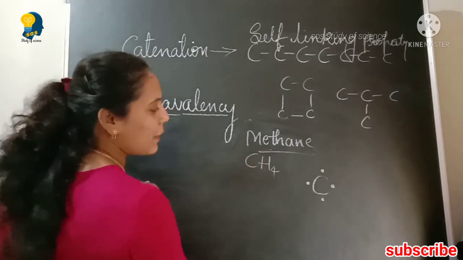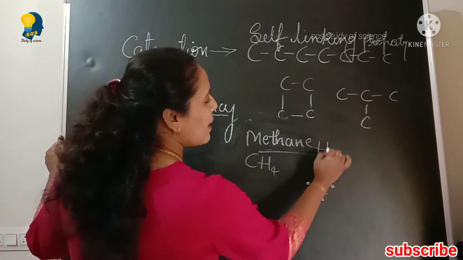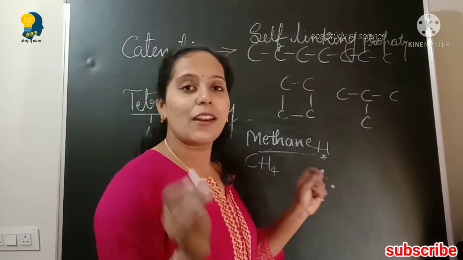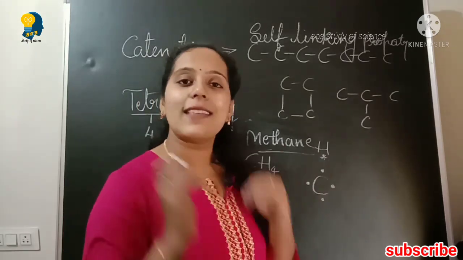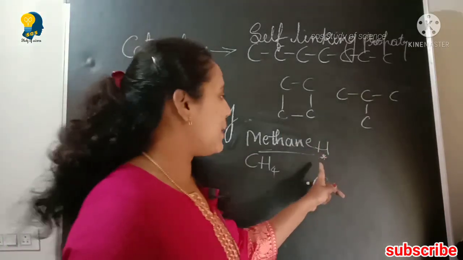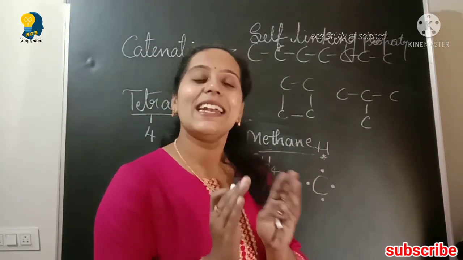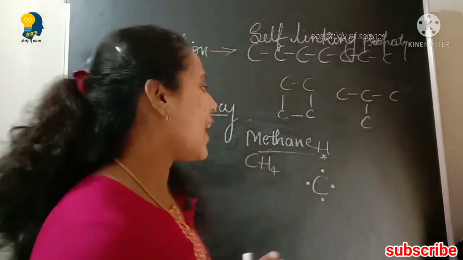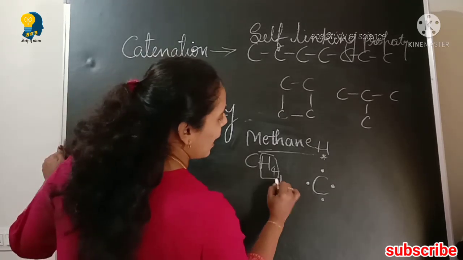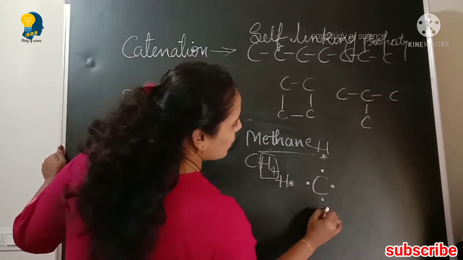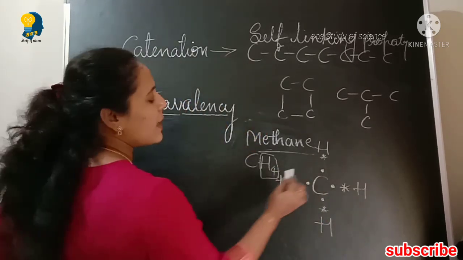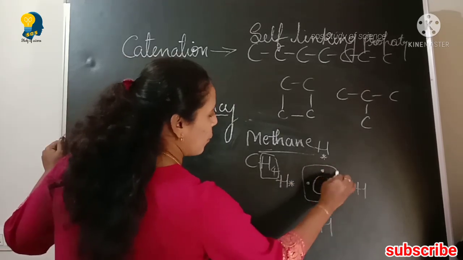What about hydrogen? Hydrogen has only one valence electron. Remember, when you are writing in an examination, if you are showing the electrons, let one side of the electrons be depicted by dots and the other side by star marks, so that it is easy to identify the electrons. Now, there are 4 hydrogen atoms surrounding the carbon. You can see carbon's valence electrons are 4.